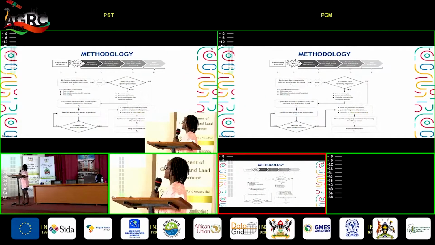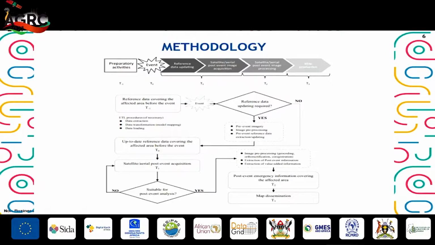Therefore, in the methodology, we ensured that we would get reference data. We are trying to use open source data because we also are combating financial complications. And then once it's updated, we are able to carry out analysis, and we are able to correct it and do pre-editing. But if it's not, we have to go back and pick it. And then if it's not updated for that particular area that is affected, we have to ensure that we go and update that data.